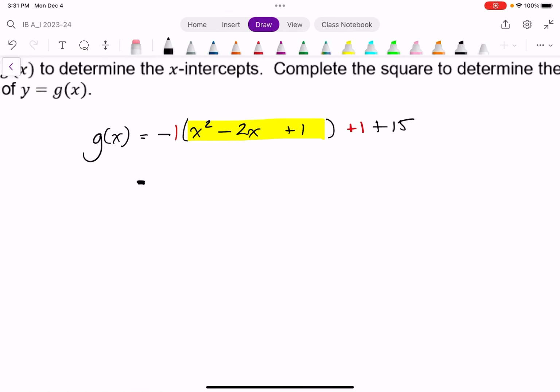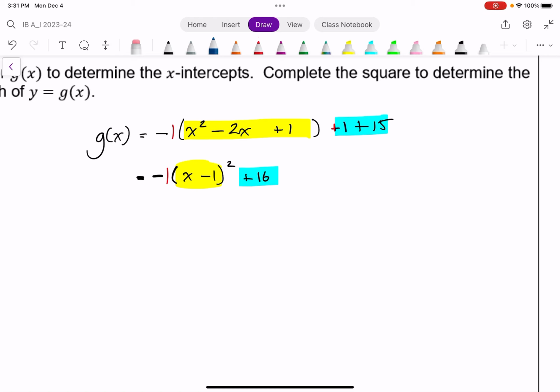And now it comes together quite nicely. So now to put in vertex form, I have -1 times x minus 1 squared, and over here I have my constant of +16. And again, this is now in vertex form. And again, it's not wrong to have a 1 there. And so I can now see that the vertex is at 1, 16.